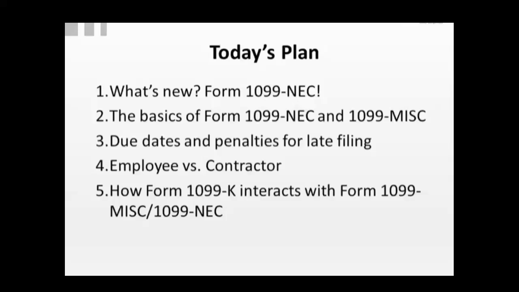So we'll talk about that new form and just the basics of the 1099 NEC and 1099 miscellaneous. And we'll talk about due dates and penalties and how to get out of penalties. We also spend quite a bit of time on item number 4, employee versus contractor, because that ties into the 1099 discussion. How to tell the difference and why it is important to know the difference. And then we close by talking about the form 1099K, which actually has an interaction with the 1099 NEC or 1099 miscellaneous. So that's what we'll cover today in about 60 minutes of time.